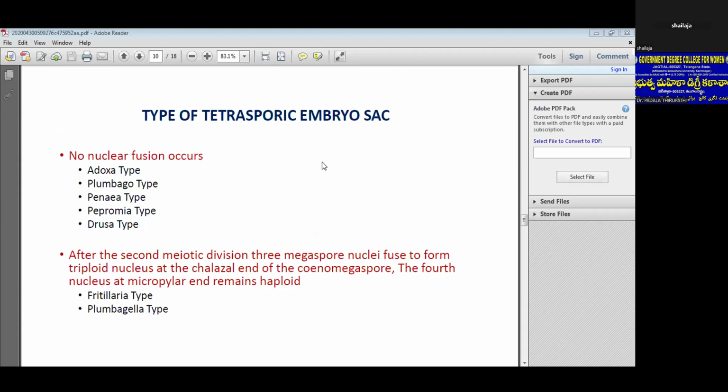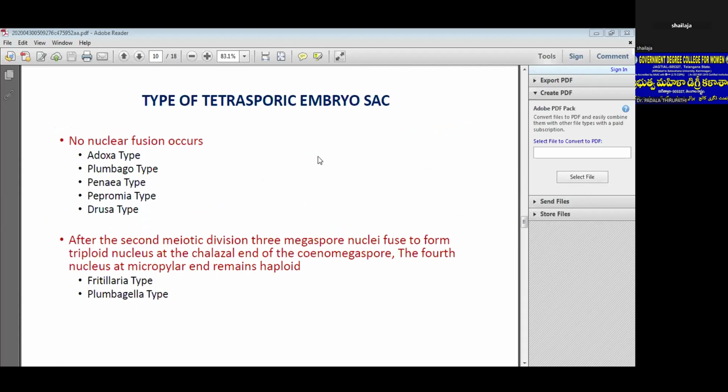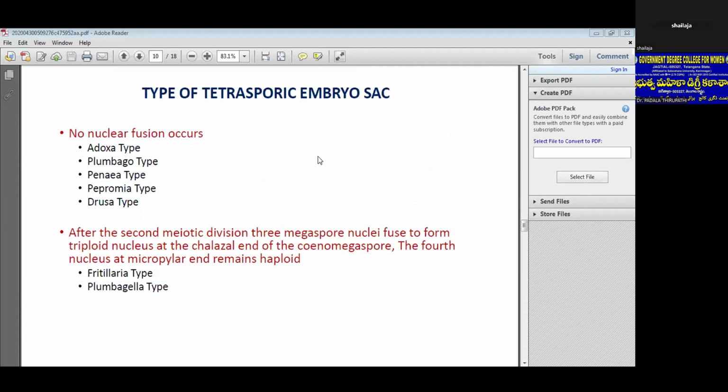So totally 7 types are there. First, we are going to discuss 16 nucleate embryo sac types. Okay, 16 nucleate. So in the 16 nucleate embryo sacs, see here, no nuclear fission occurs.